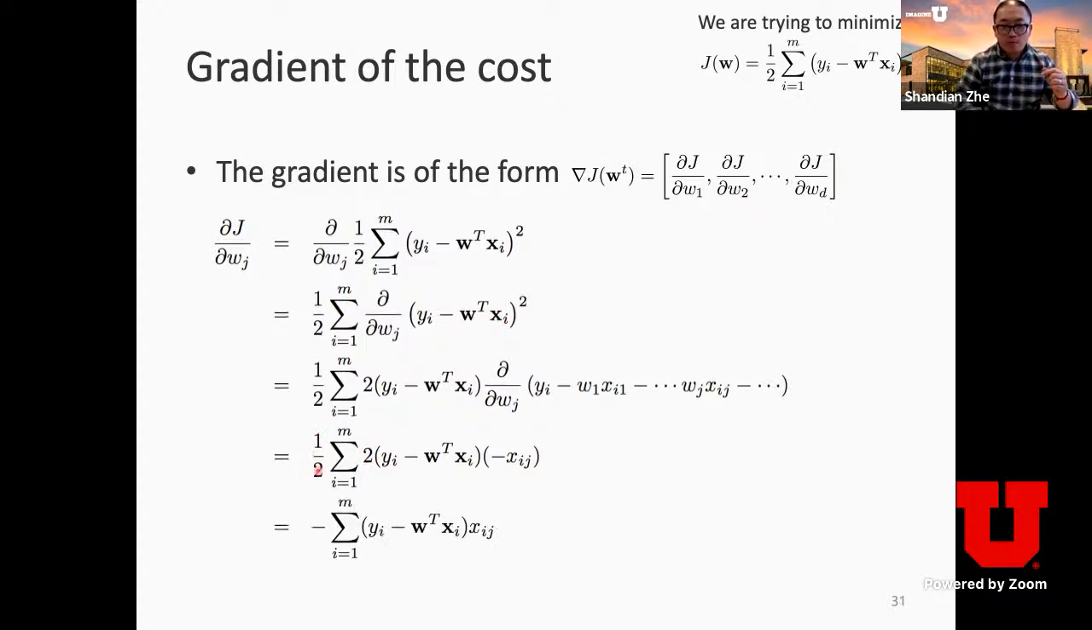So now we can remove them, and we get our final result, which is a minus summation of the difference between the ground truth and the prediction times the j-th feature in each instance. That is the gradient of the objective with respect to a particular weight element. Any questions so far?